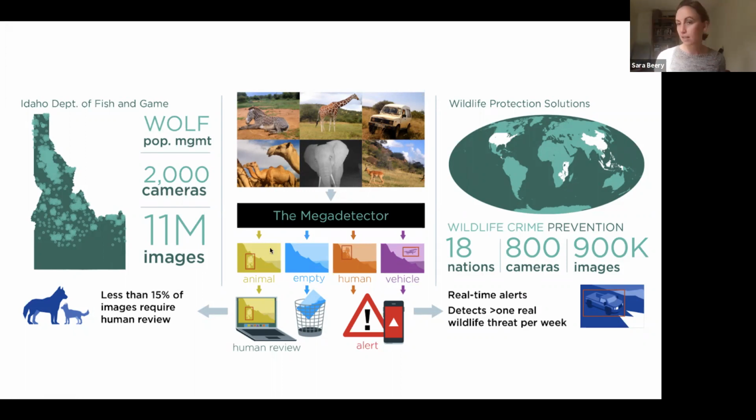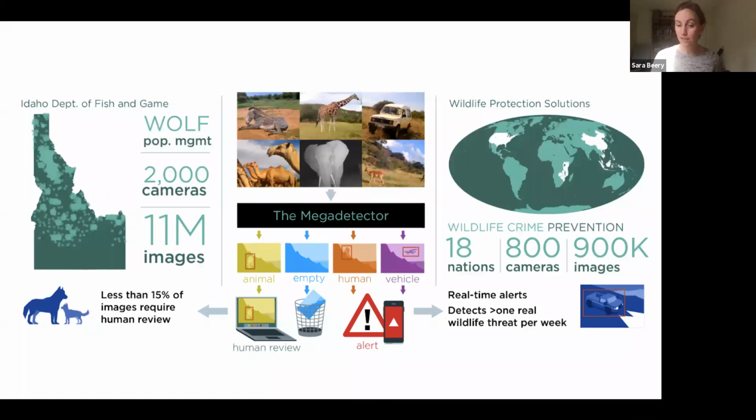By using the MegaDetector, which just detects animals, humans, vehicles, or lets you know if something is empty, they were able to restrict the number of images they actually had to review by a human down to 15%, which was a huge deal for them.